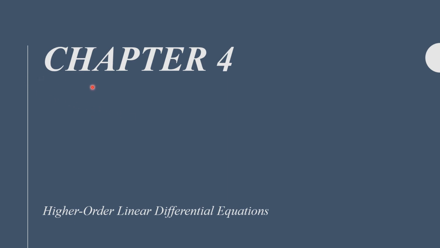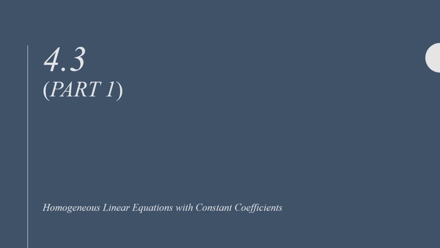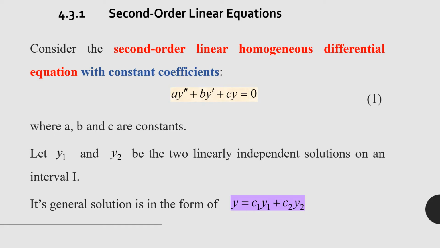We are still at chapter 4, higher order linear differential equations. In this lesson, we are going to discuss the first part of chapter 4.3, covering homogeneous linear equations with constant coefficients. Let us consider equation number 1, ay double prime plus by prime plus cy equals 0.